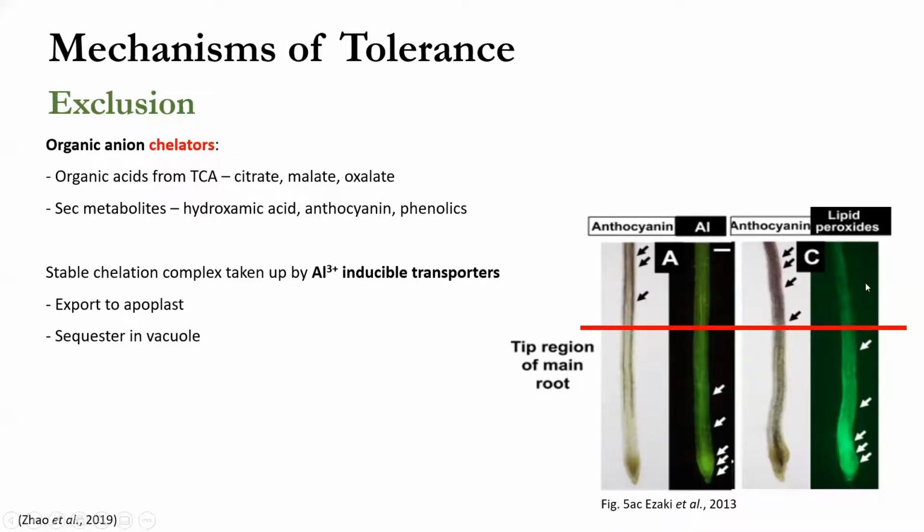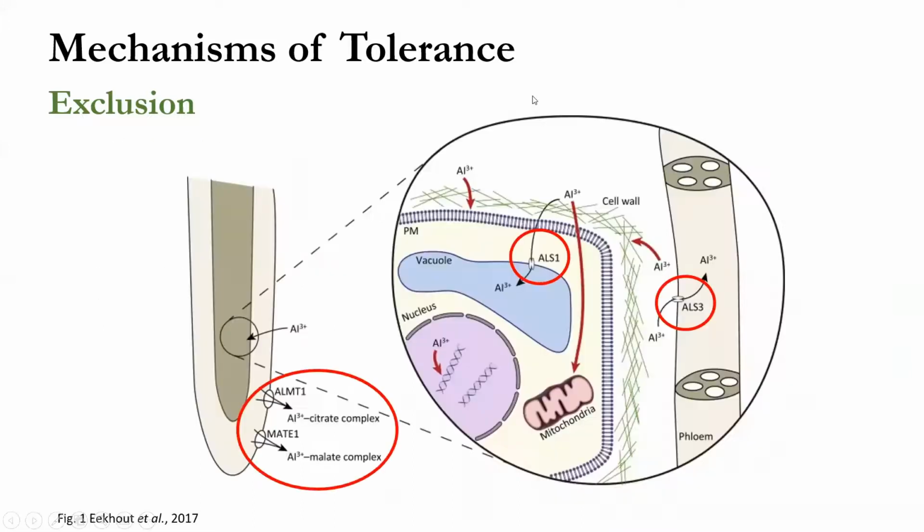Shown here are wheat roots stained for aluminum and lipid peroxide. Notice the upper part separated by this big red line, where the anthocyanin accumulated and no aluminum or peroxide accumulated. The lower part, especially the root apex, with no anthocyanin, really took a hit here from the peroxide and aluminum accumulation. The chelated aluminum can then be exported into the apoplast or sequestered in the vacuole, of course, through a series of aluminum-inducible transporters.